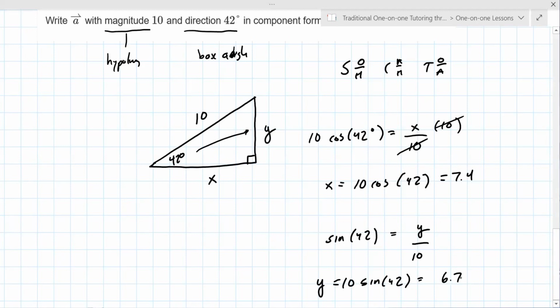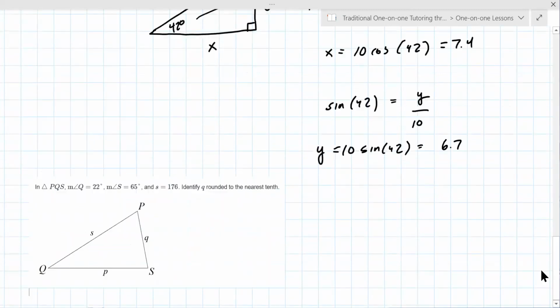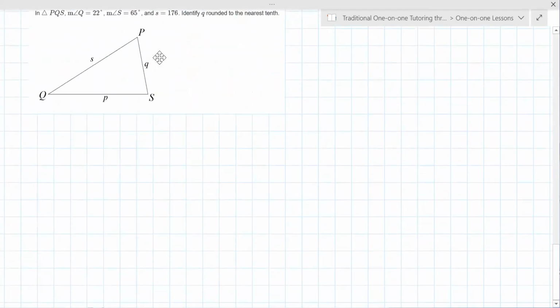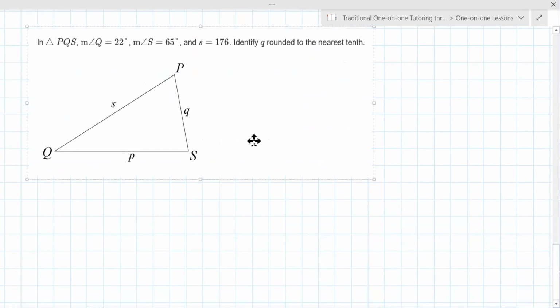Excellent. So we're on to our last grouping of problems here. Law of sines, maybe law of cosines, we'll see. So law of sines here. I'm going to label the information that's given. This is 22 degrees, this is 65 degrees, little s is 176, and we want to find q right here.